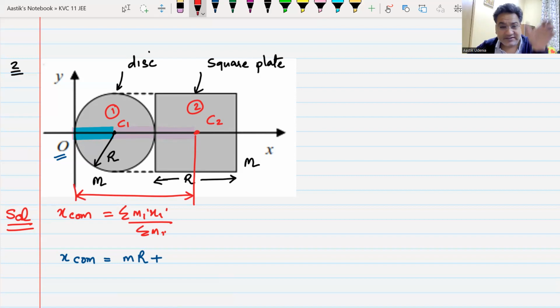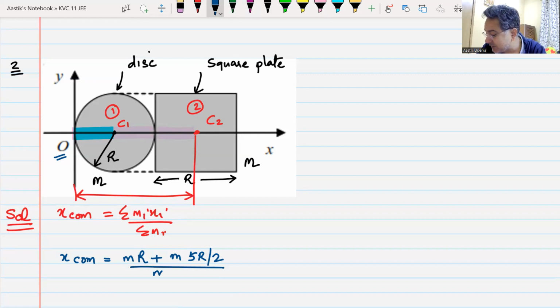So this distance is 2r plus r by 2. M pi r by 2. M into 5r by 2. The distance of that point from the origin O is 5r by 2. Do we understand this? Okay, on that note, divided by m plus m. This distance is 5r by 2.